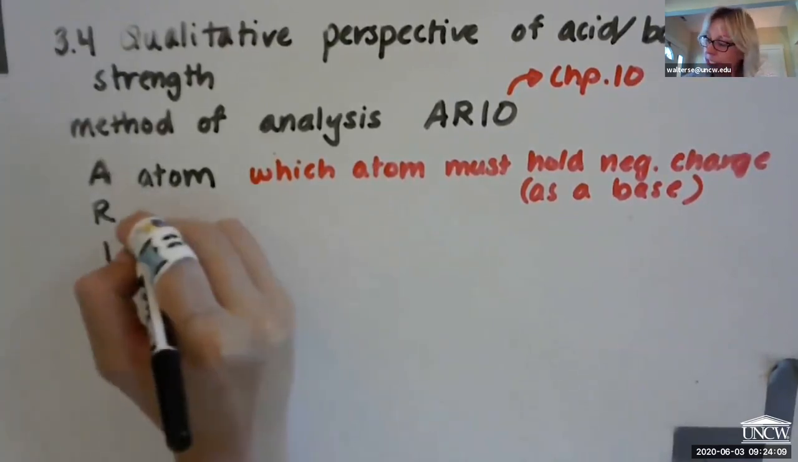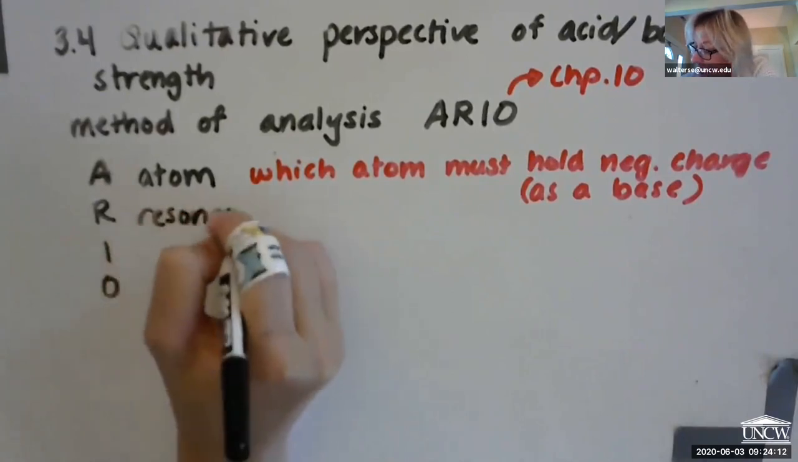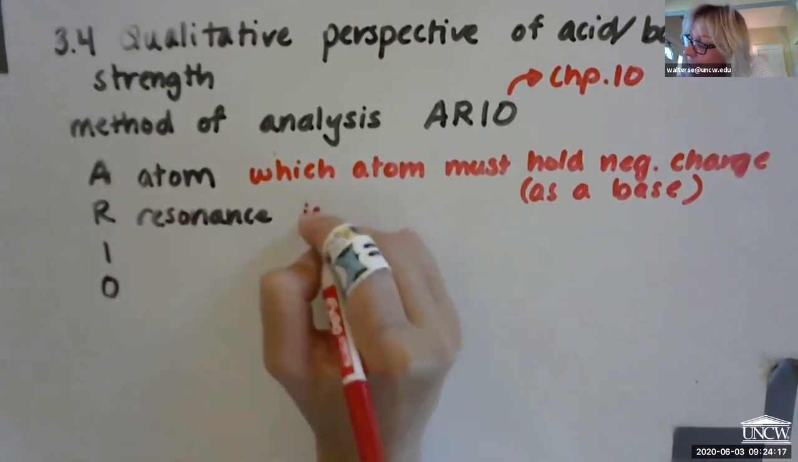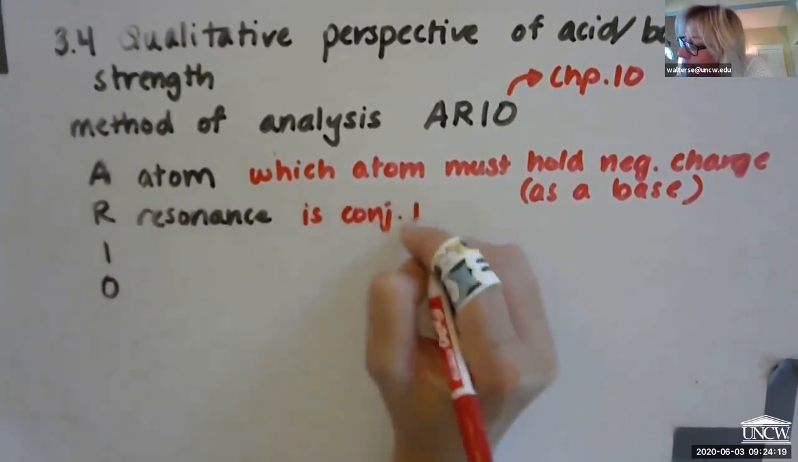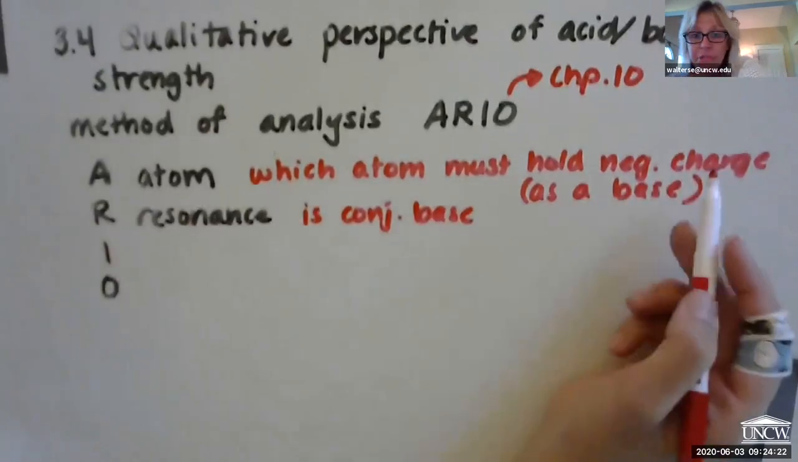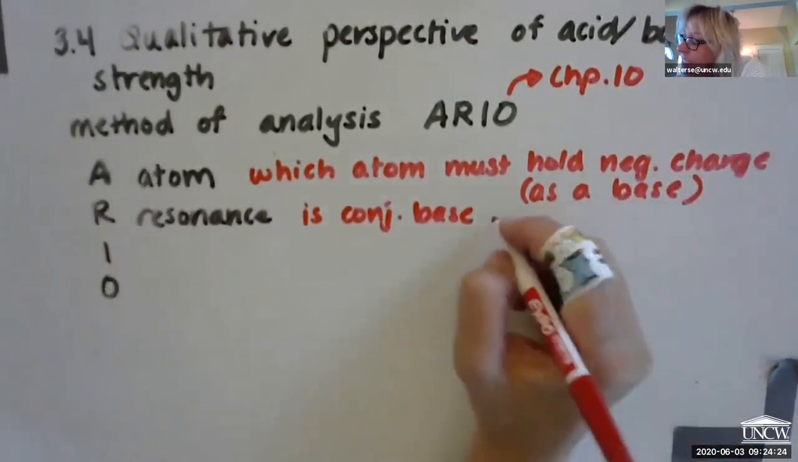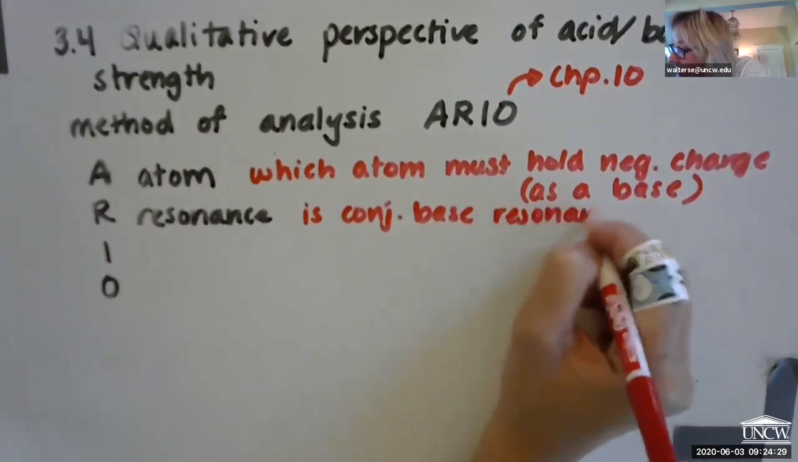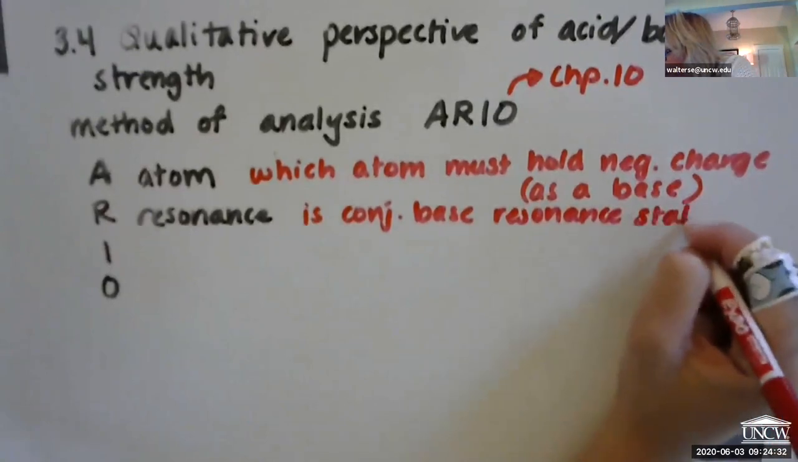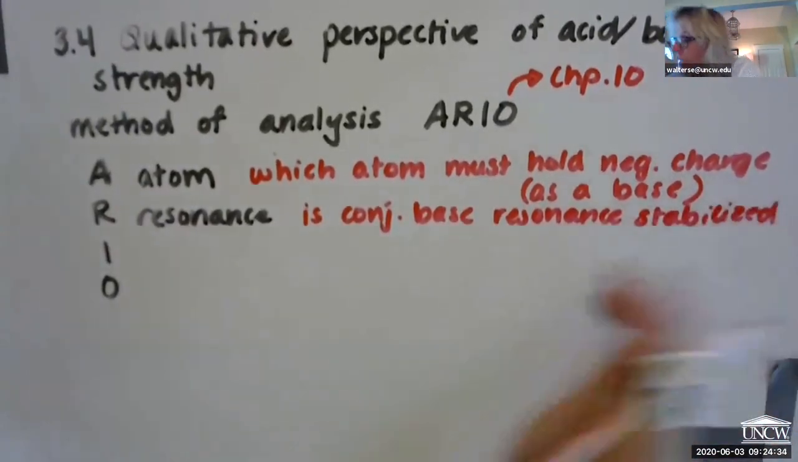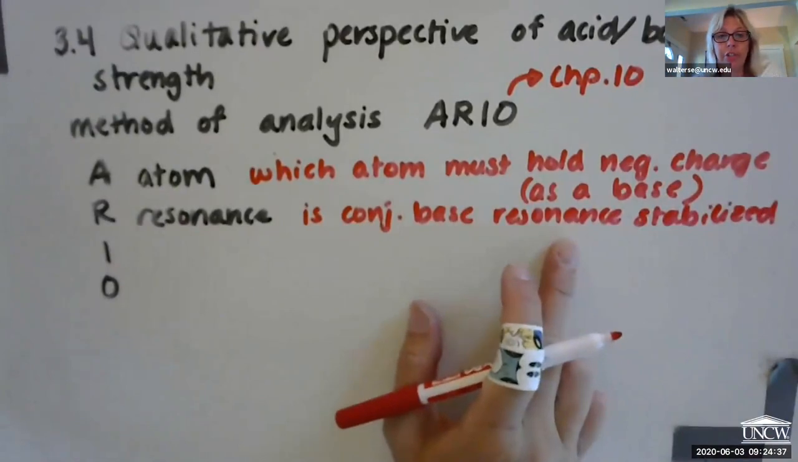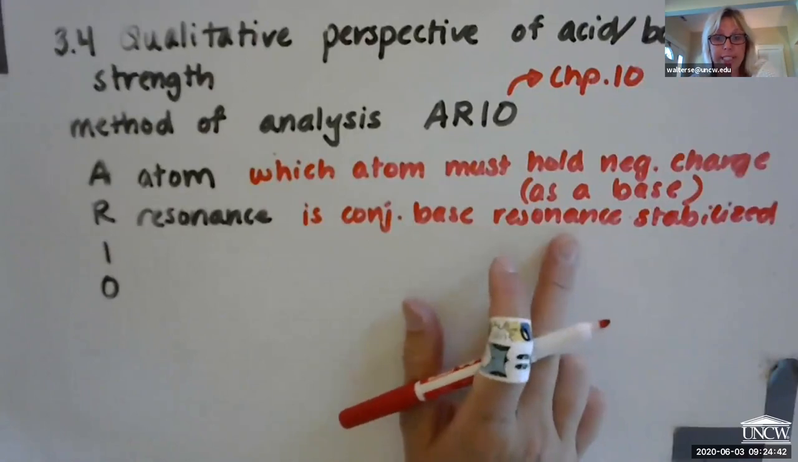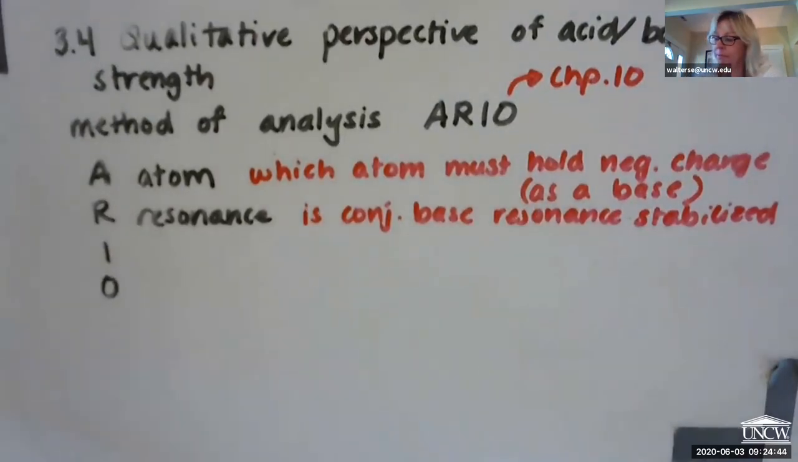R is going to stand for resonance. And what you're going to have to ask yourself is, is the negative charge that you just built on the atom, the negative charge on the conjugate base, resonance stabilized? So the ability for a structure to delocalize electrons through resonance increases the stability.